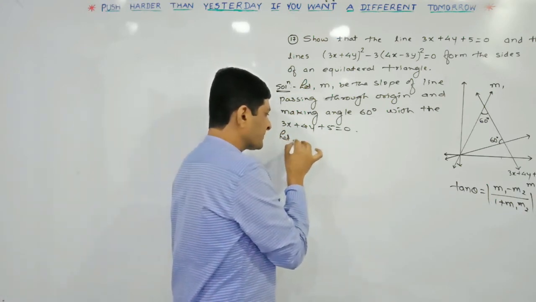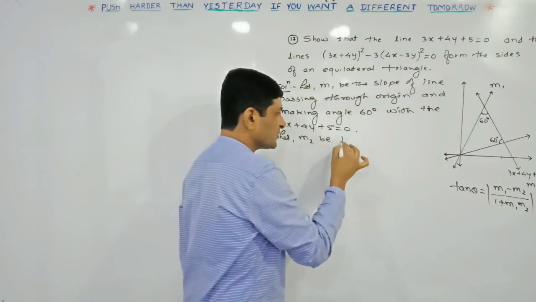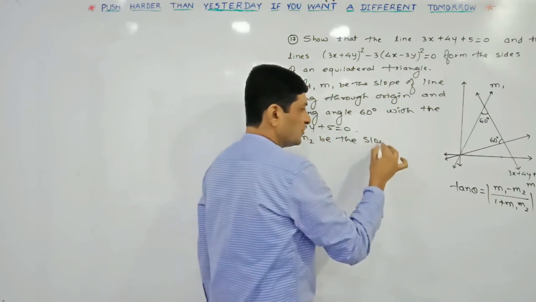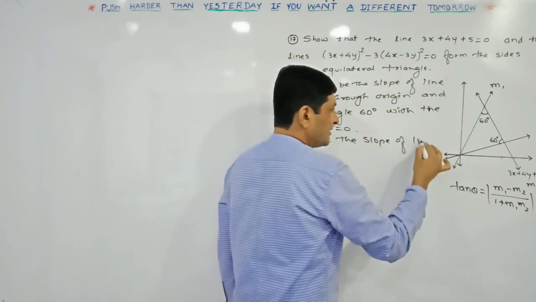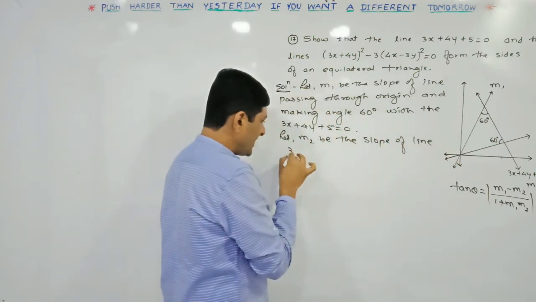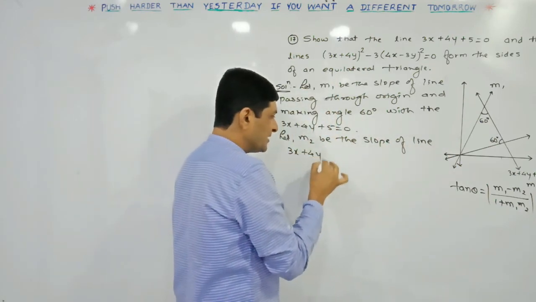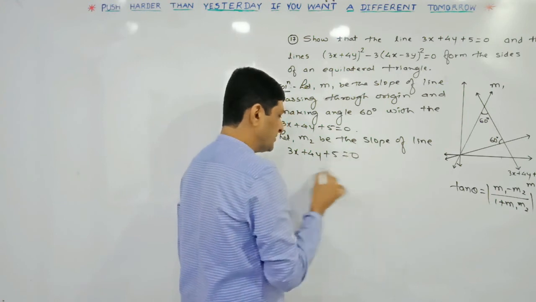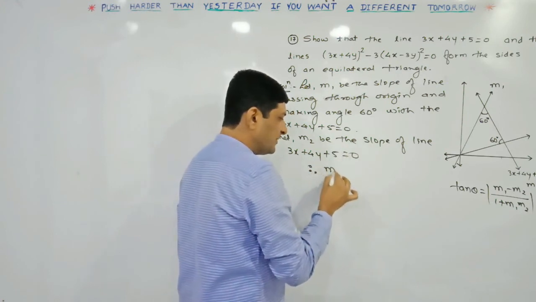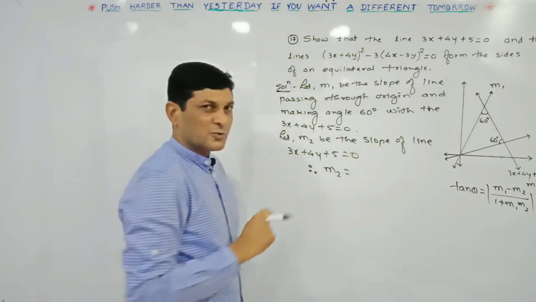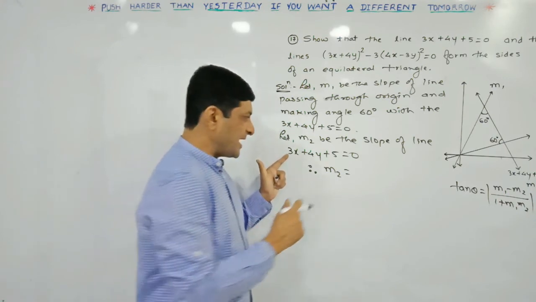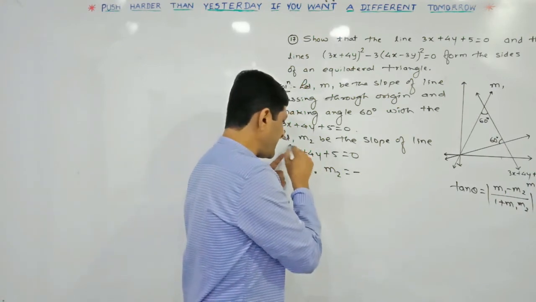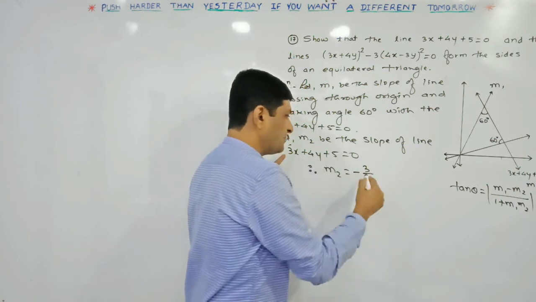So let m2 be the slope of the line 3x + 4y + 5 = 0. Therefore m2 will be equal to, now we are finding the slope of this line. The slope of a line can be found as minus a upon b, where a is 3 and b is 4.